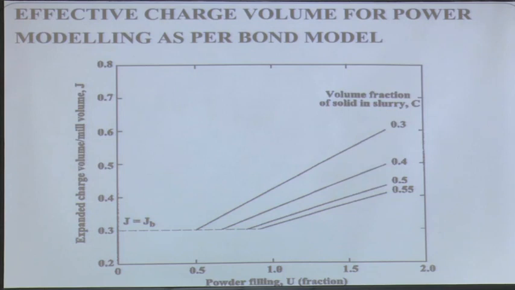Now, the effective charge volume for power modeling as per Bond's model is very important. There is something called charge volume and there is something called effective charge volume. One of the guys in one of the plants came and told me charge volume is 36%. I said, can't be. We measured, we found it to be 30%. But when I simulated, I used the figure 36%. Then he pounced on me. He said, why the hell are you using 36%? You said that it is 30%.